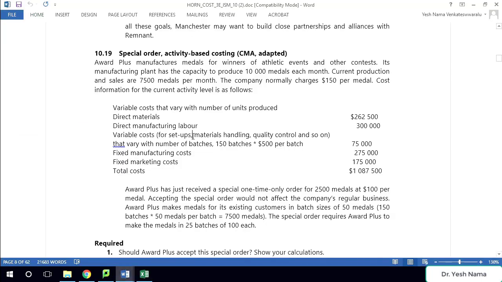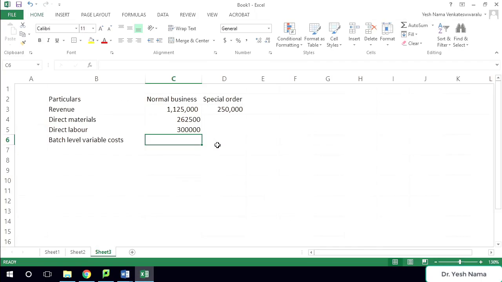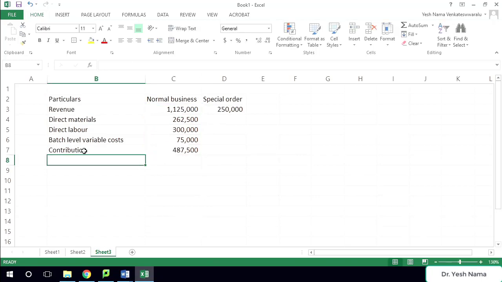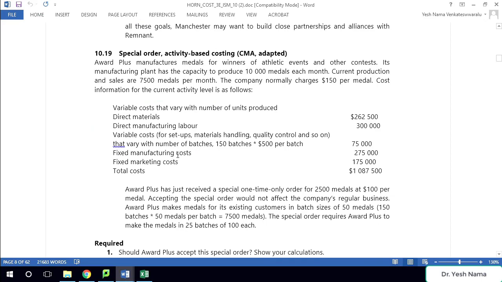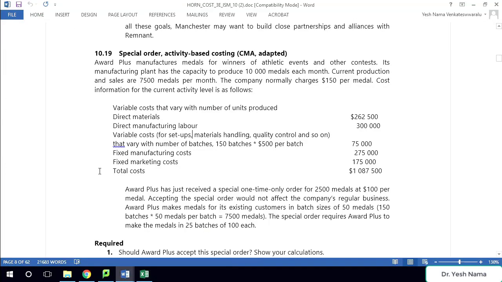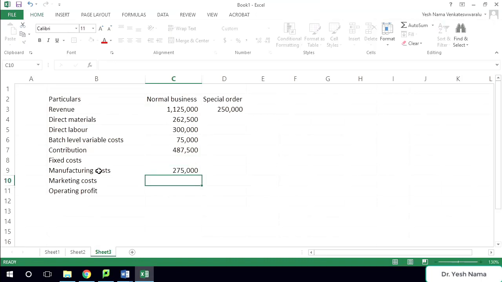So essentially it is setup, material handling, quality control costs. So this is 150 batches times 500 per batch. Contribution for normal business is sales minus the sum of all variable costs. Fixed costs: manufacturing and marketing. Fixed manufacturing costs 275. Fixed marketing cost 175.